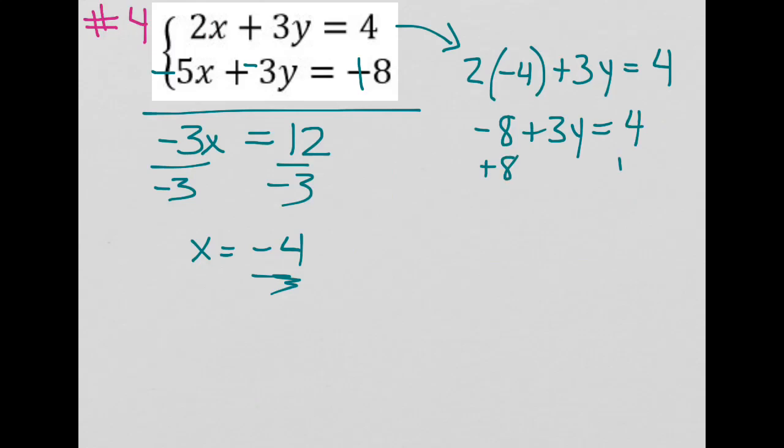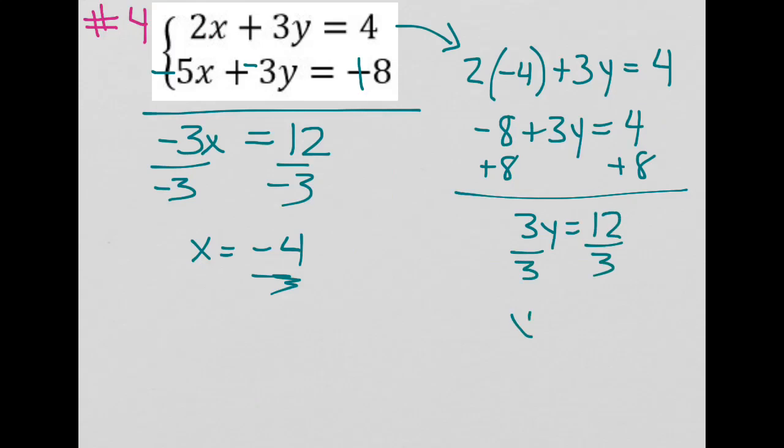Add 8 to both sides of the equation, and I get 3y equals 12. Divide both sides by 3 to undo the multiplication. Hey look, y equals positive 4. So for my coordinates, I have negative 4 and positive 4. Those are my coordinates. That is the point where these two lines intersect.